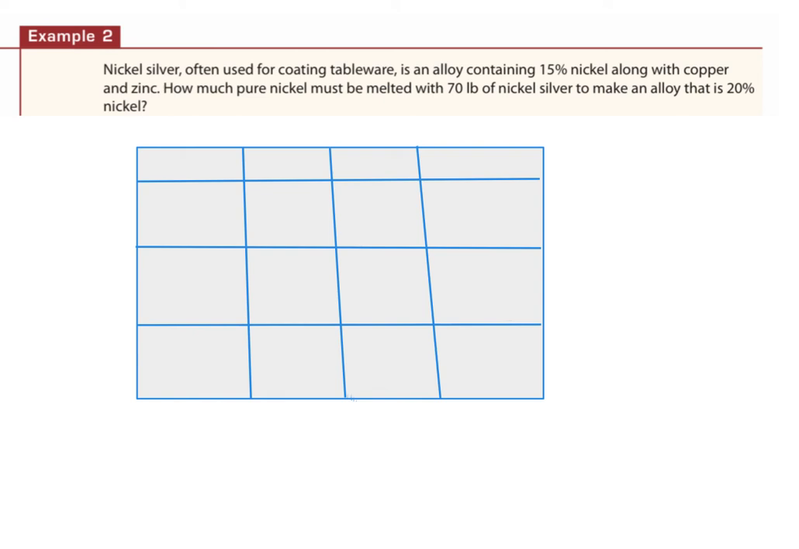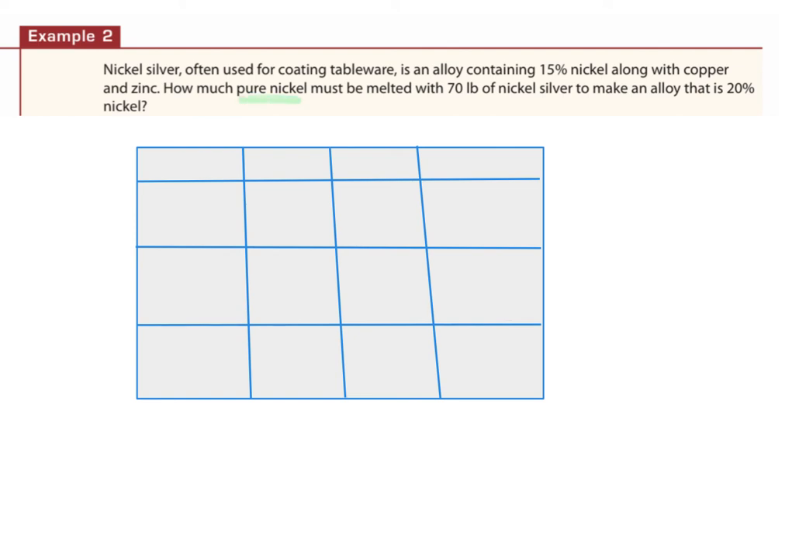Nickel silver, often used for coating tableware, is an alloy. What is an alloy? A mixture of two metals, right? It contains 15% nickel along with copper and zinc. How much pure nickel must be melted with 70 pounds of nickel silver to make an alloy that is 20% nickel? Lots of stuff going on here. All right? So, we have nickel silver and pure nickel. Let's see what we have here.